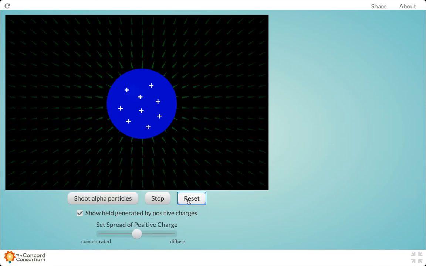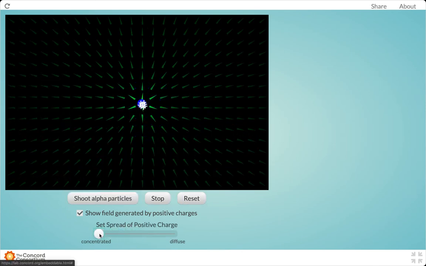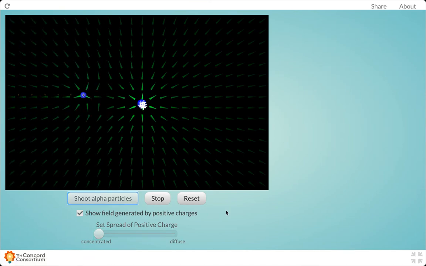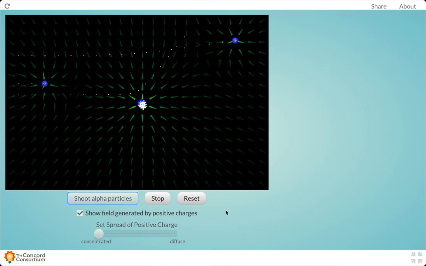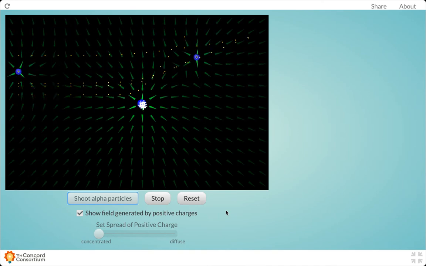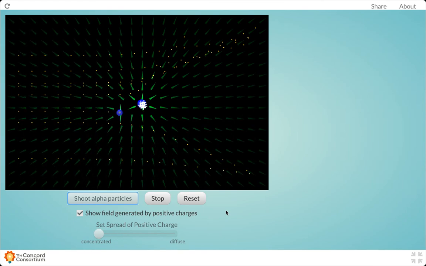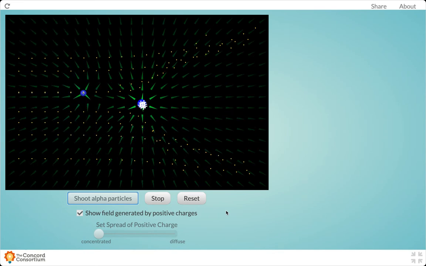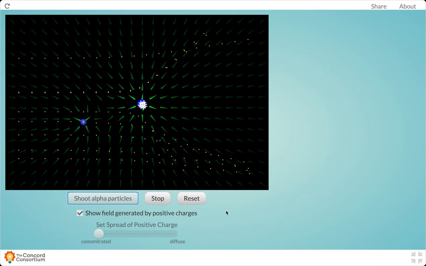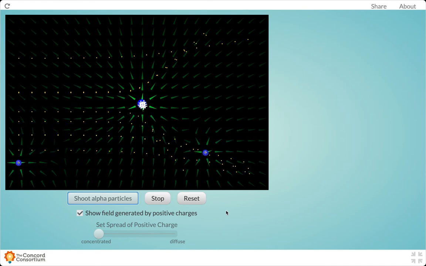So let's hit stop, reset, and let's make a highly concentrated clump of positive charges. Notice the size of it is much smaller, but then also notice the strength of the electric field surrounding it. Let's go ahead and shoot some alpha particles at that and make some observations of their pathway. We're going to let this run for a few moments. What you should start noticing is that the alpha particles are deflected even more than when we had a medium concentrated clump of positive charge in our atom.